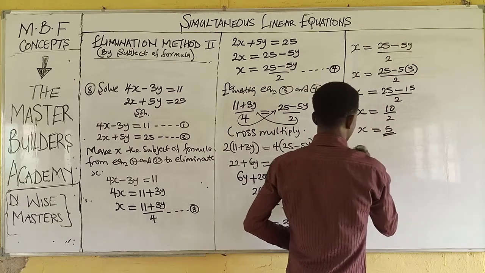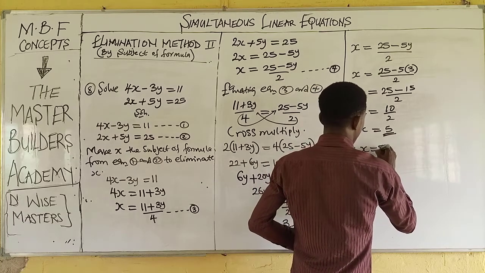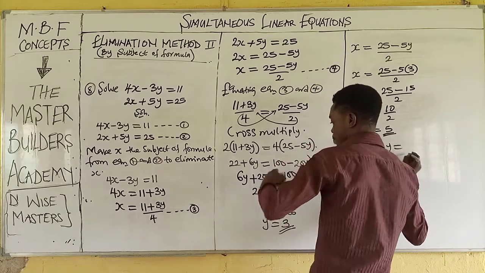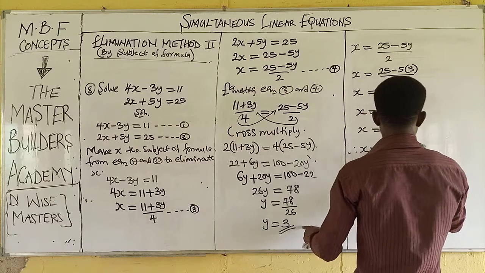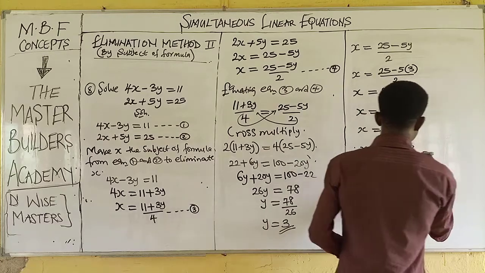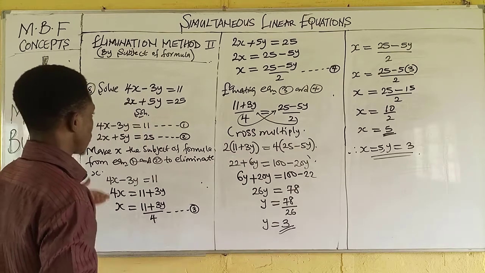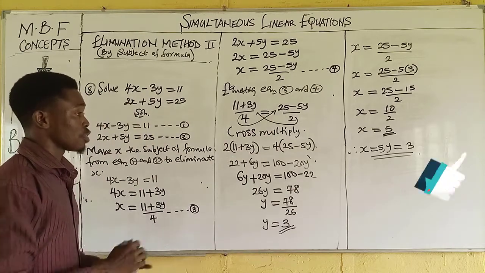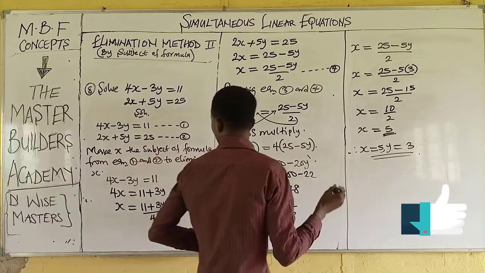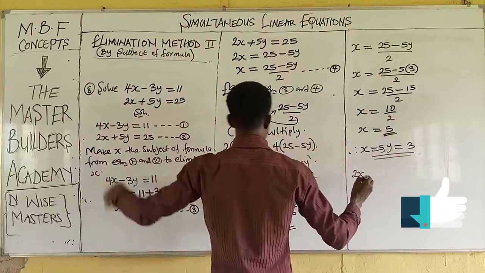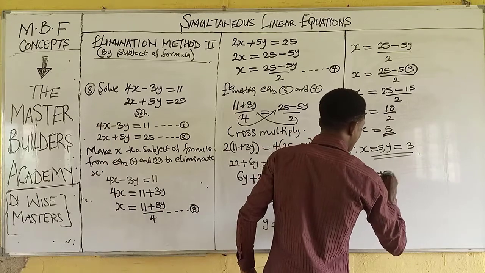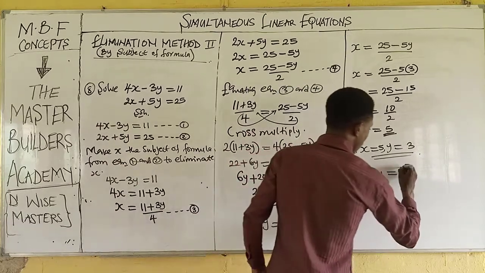This is our answer. Therefore, x is equal to 5 and y is equal to what? y is equal to 3. This is the answer to this question. And to validate whether the answer we obtained is correct, we can pick one of the equations and substitute. So let's use equation 1 or equation... okay, let's use equation 2. So the equation 2 we have is 2x plus 5y is equal to 25.